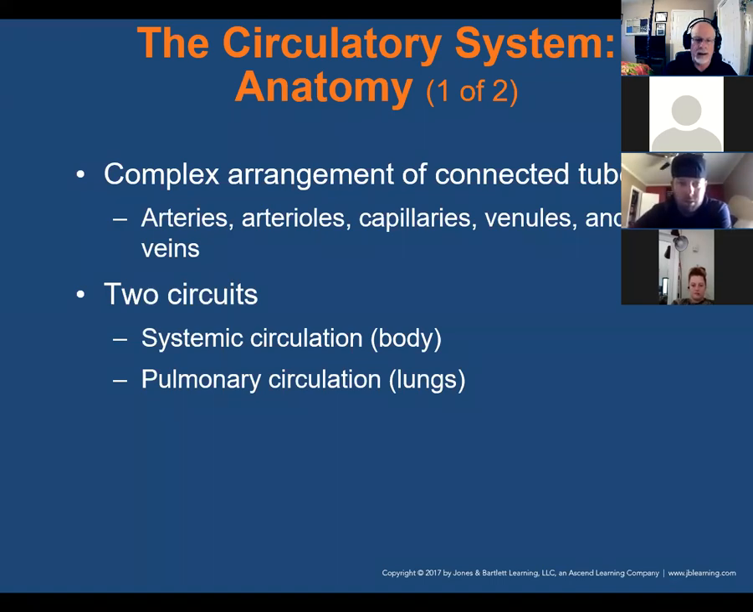Two circuits. I'm going to add a third. We're going to talk about coronary circulation. Your coronary arteries are the blood vessels that feed the heart muscle itself. They get oxygenated blood and nutrients to the heart muscle itself. So that is coronary circulation.